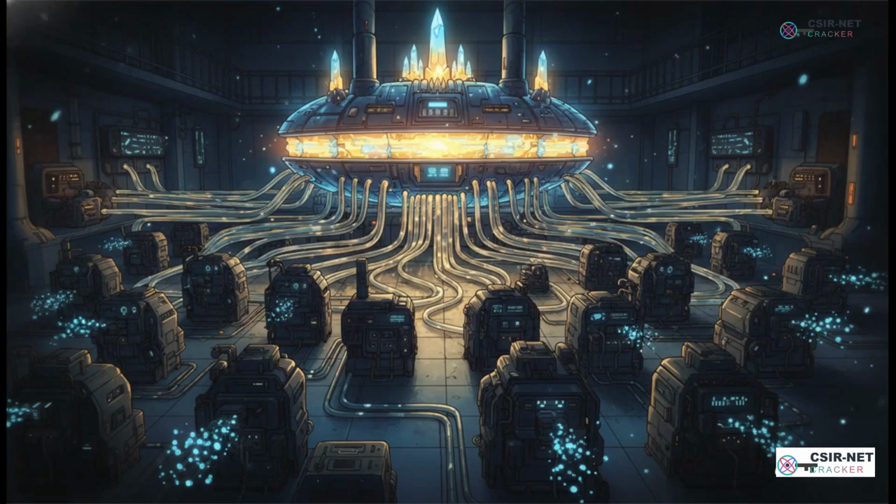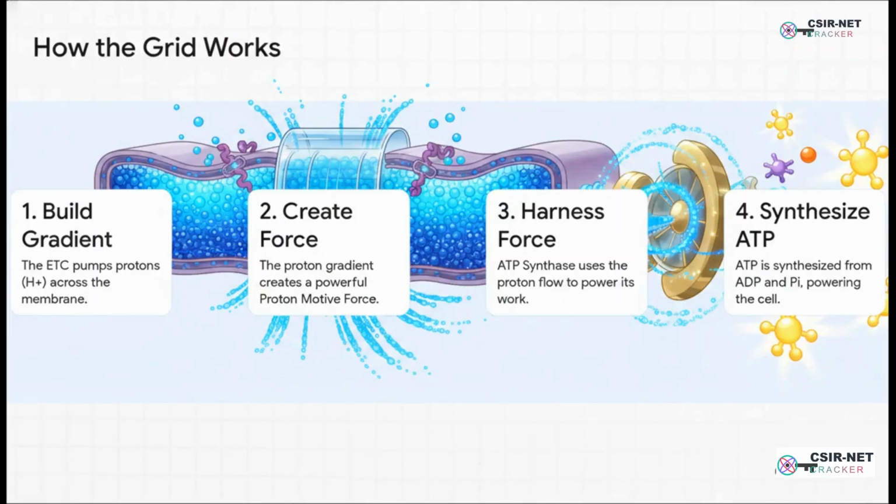But look, a factory that has a blueprint but no electricity is pretty useless, right? Well, the power grid that generates almost all of the cell's ATP, all those little batteries, is the electron transport chain. This is where the energy from the food we eat gets converted into the chemical energy of ATP. So how does this power grid actually work? Oh, it's just a beautiful process of energy conversion.